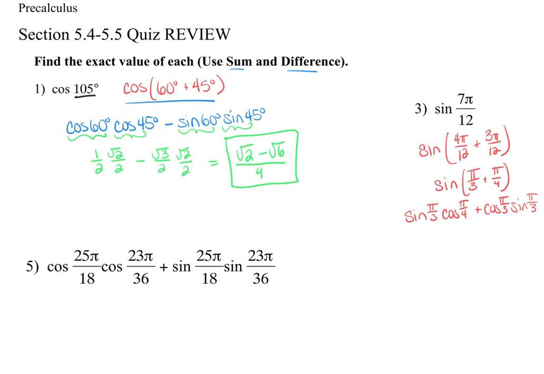Just a quick note, if you are not comfortable with your radians, you can use your formula to convert it. 7 pi over 12 times 180 over pi. And you can get your angle in degrees and do it the same way you did it for the first one.